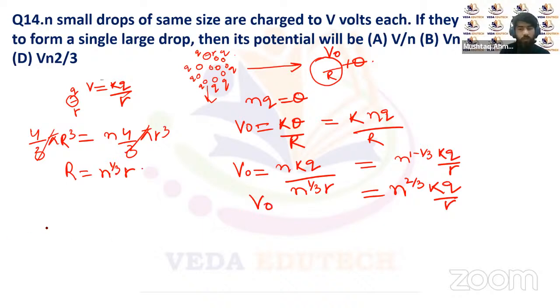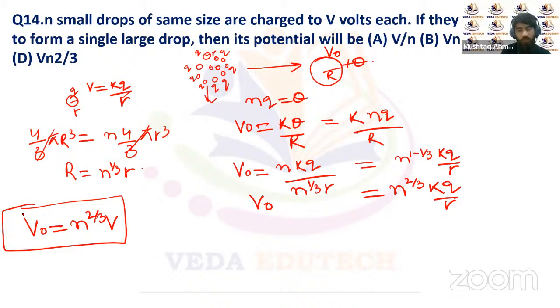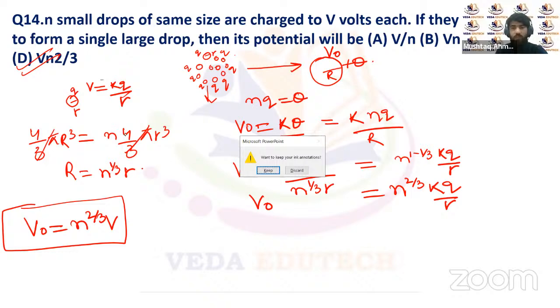The potential on the bigger drop will be V naught, which will be equal to n to the power 2 by 3 times V. So the potential on a bigger drop will be V times n to the power 2 by 3. So option D will be the correct option for this question.